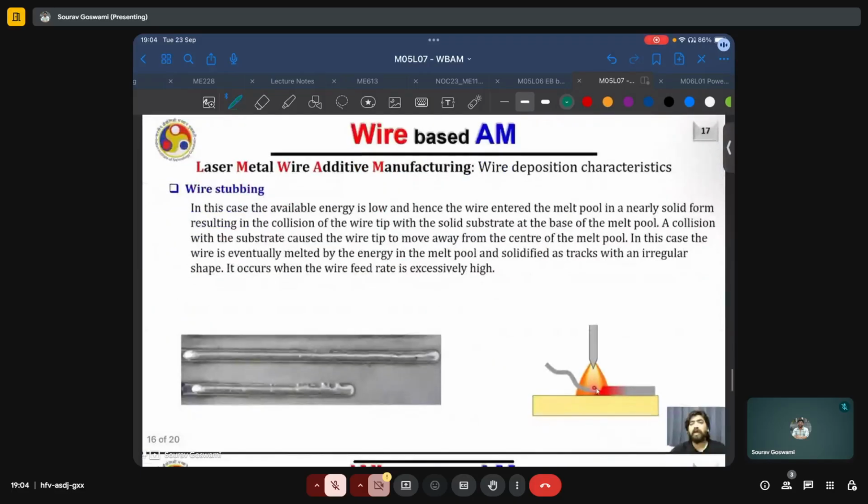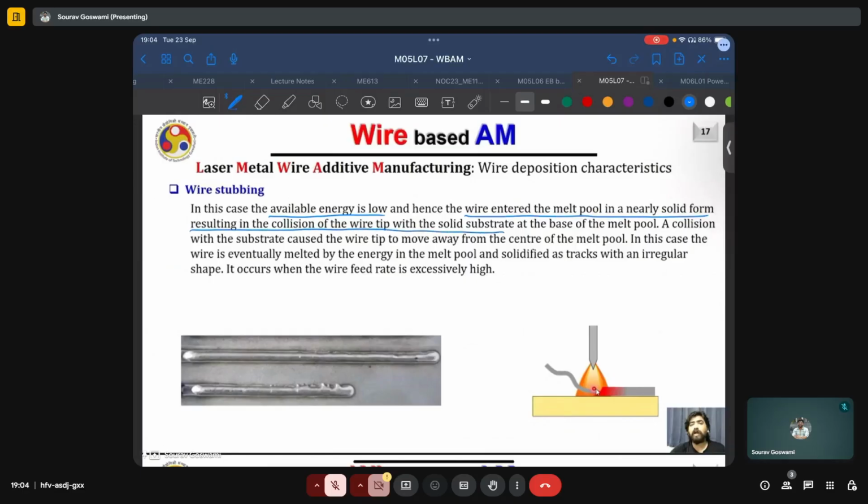The polar opposite case is that of wire stubbing, where the available energy locally is low and hence the wire enters the melt pool in a nearly solid form, resulting in the collision of the wire tip with the solid substrate at the base of the melt pool. This makes the wire tip move away from the center of the melt pool and can lead to features such as I am highlighting in the image.